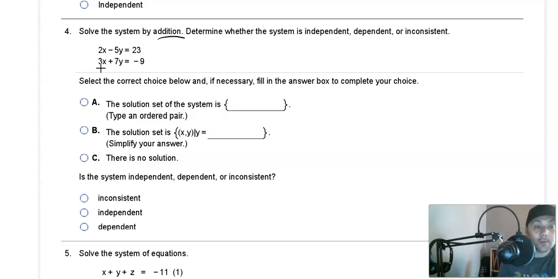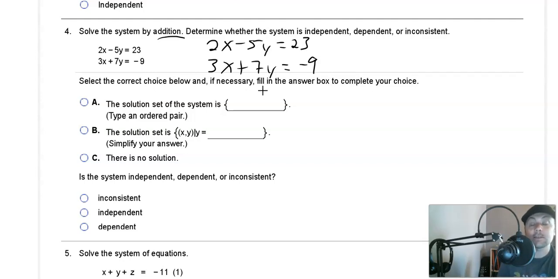Here we want to make sure a variable gets canceled out. We have 2x minus 5y equals 23. We have 3x plus 7y equals negative 9. And I want to add these 2 equations together, but in order for that to be effective, I need a variable to get canceled out in the process. And as written, neither variable is going to cancel out. And so I have to do some work here.